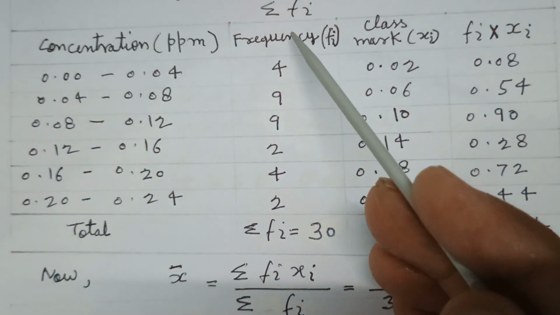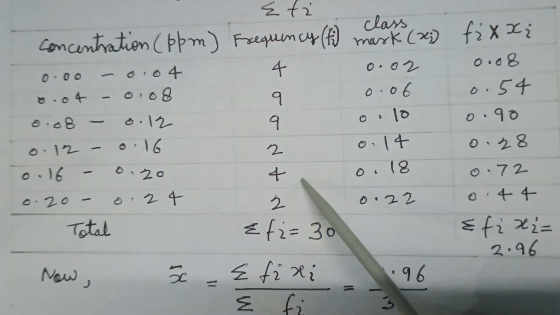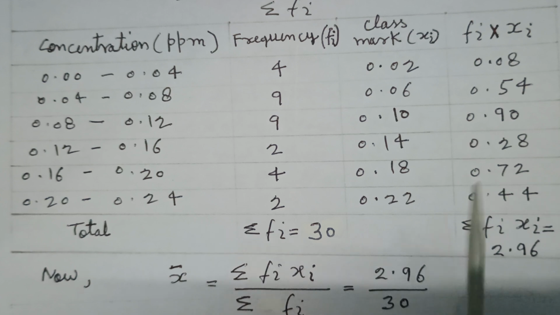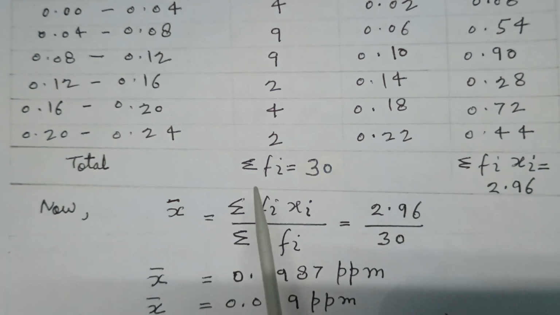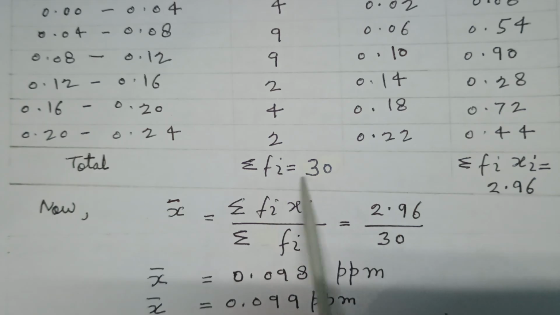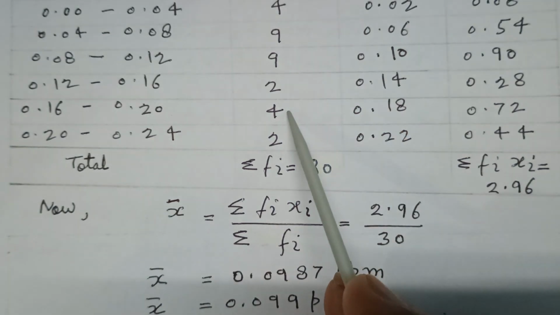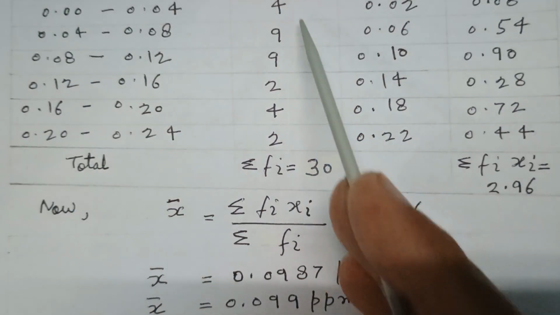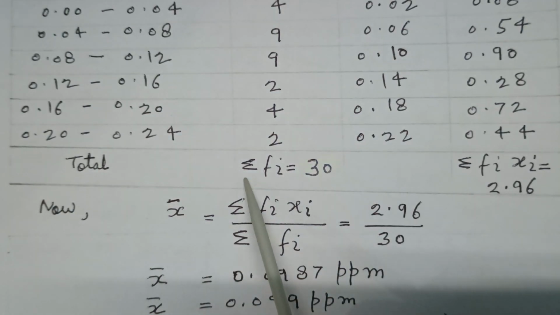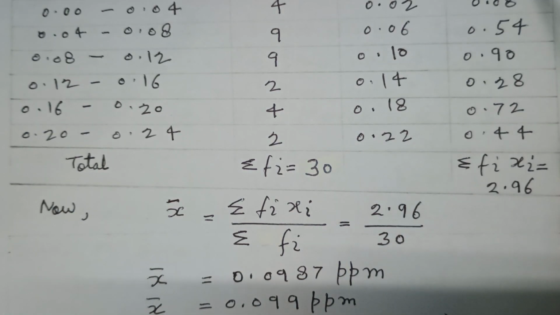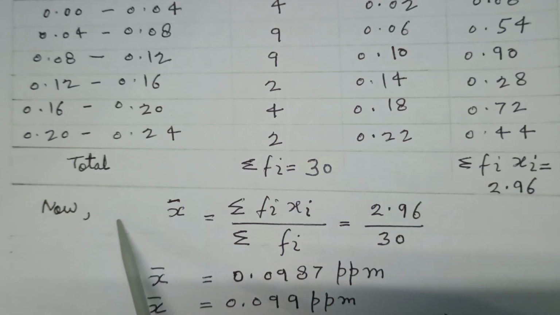So we will do the total of this. Sigma fi is equal to 30. The total of the frequencies is 30, which we write as sigma fi. And we will also take the total of all of this, sigma fi xi. Adding all of these, we get 2.96.